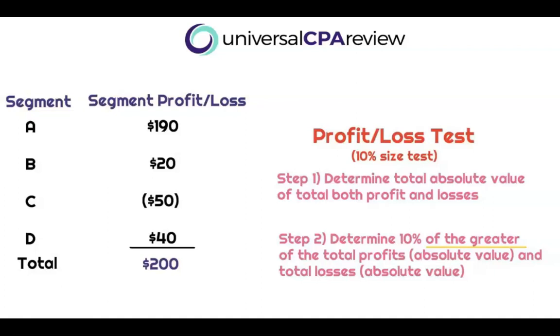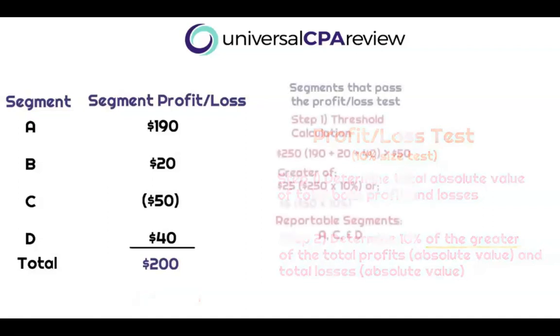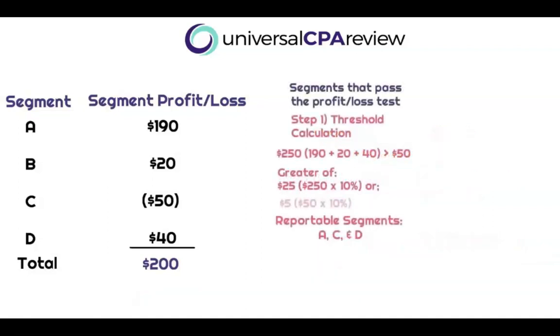If we think about this, the total amount of total segment profit and losses is going to be irrelevant. So this $200 is not going to be relevant. We can disregard it. We're going to start by taking the greater of the 2 absolute value amounts. Our profit amount is going to be $250. Segments A, B, and D are all reporting profits, and the sum of those profits is going to be $250. The only segment that is reporting a loss is segment C, which is a $50 loss. So we're going to compare 10% of the $250 to 10% of the $50.